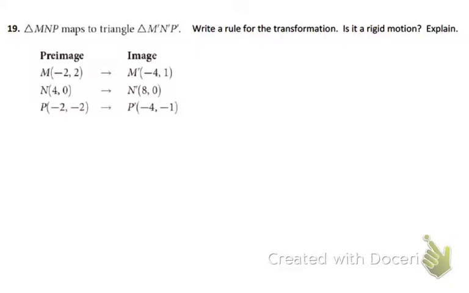Alright, triangle MNP maps to triangle M prime, N prime, P prime. Write a rule for the transformation. Is it a rigid motion? Explain. So whenever I'm writing a rule, I'm always looking for a pattern. So what is happening to all my x's and what is happening to all of my y's? So let's start with the x's. I'm going to highlight the x's. So -2 to -4, 4 to 8, -2 to -4.